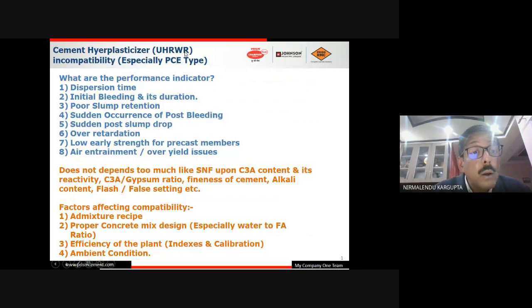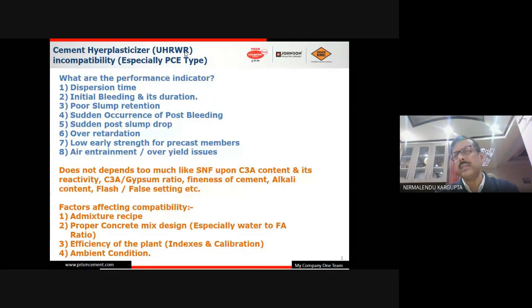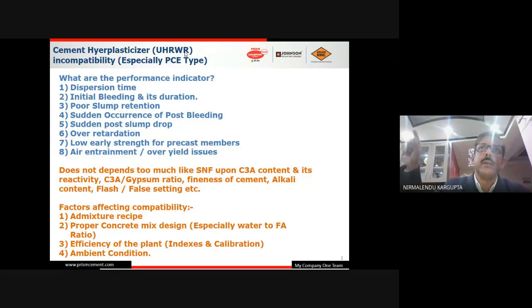Over retardation. You all know what that is. Low early strength for precast members. Precast members are railway sleepers. They will cast the railway sleepers and put them in a steam curing chamber, a process of 5 to 7 hours, for taking the lifting loads. And they will cure these sleepers for 15 days or so, and then take them into use. So low early strength has come.